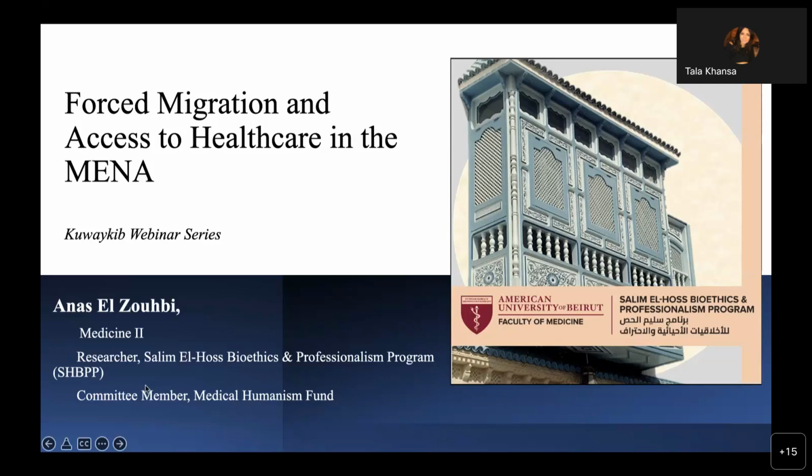His interests center around clinical medical research, bioethics, and access to health. He is very passionate about pursuing a career in research and has already published several papers on different topics: adolescent health and environmental impact, cardiac interventions, and outcomes of cardiomyopathies. With SHPPP, he serves as a committee member in the Medical Humanism Fund and as a researcher, with his work focusing on access to healthcare services in Lebanon and the MENA region.